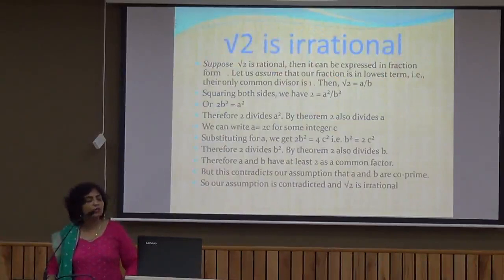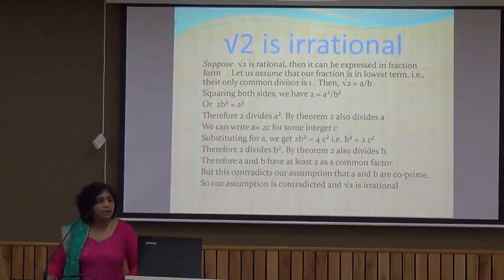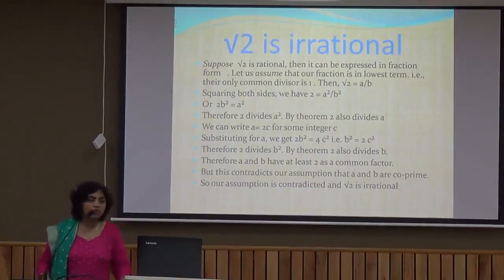Let's prove square root 2 is irrational. With the help of this we can prove that the square root of every prime number is irrational. To prove that, we take a contradiction. Let's say that square root 2 is rational. That means it can be represented in the form p upon q or a upon b, where a and b are integers and b is not equal to 0.